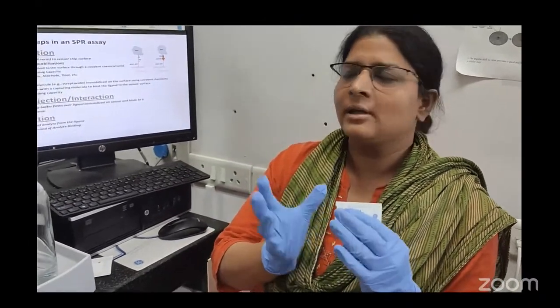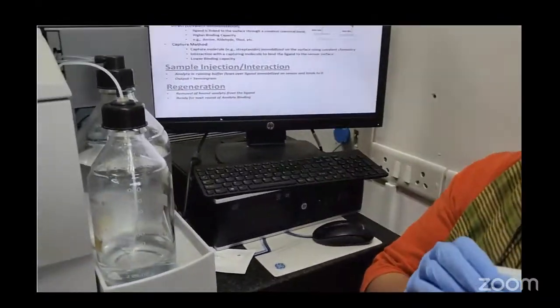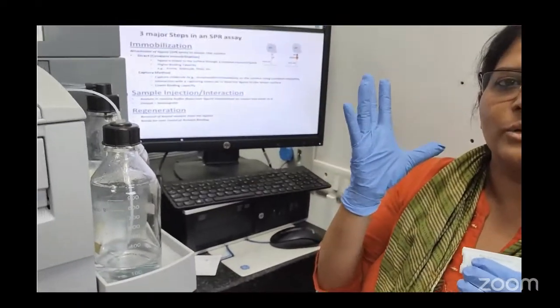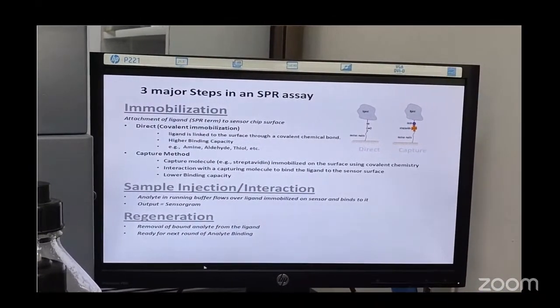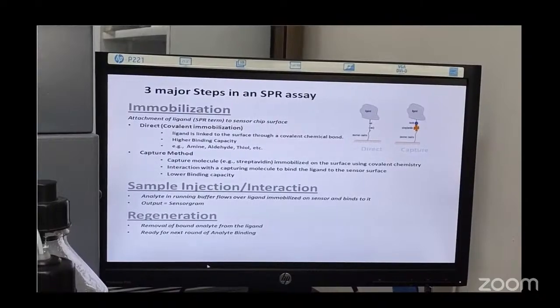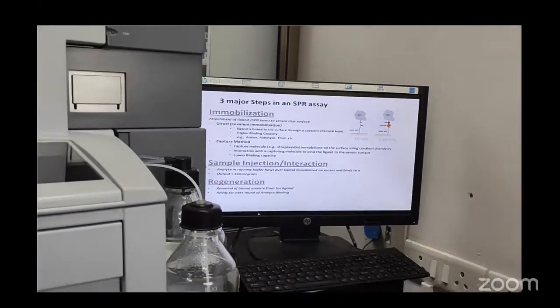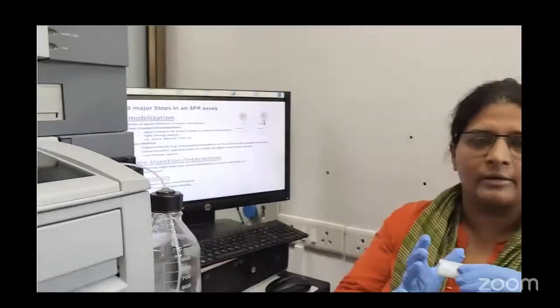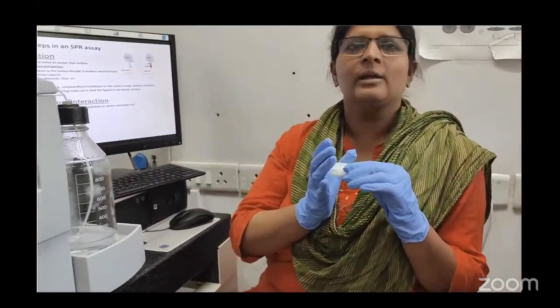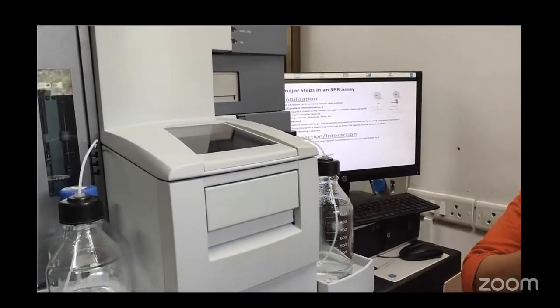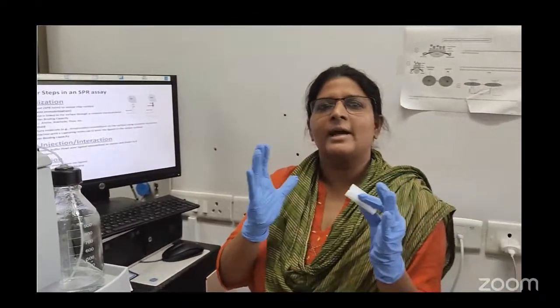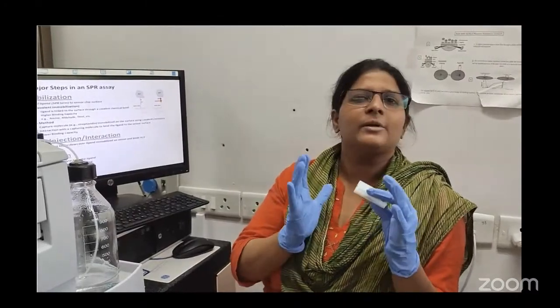For example, in the capture method, you have nickel NTA on your chip, so a His-tagged protein will get captured on the nickel NTA. So this is how you immobilize one of the interacting partners. Then you will pass the other interacting partner. Then you will get the association. After that, buffer will pass. This will give you dissociation. The ratio of the dissociation rate constant and the association rate constant will give you the equilibrium dissociation constant. That is the strength of your interaction.